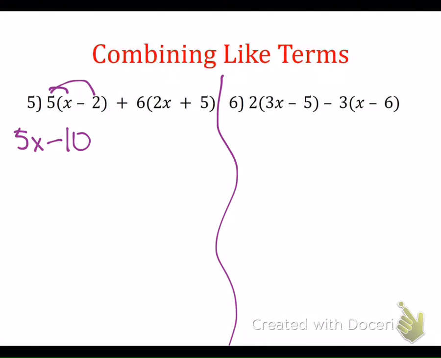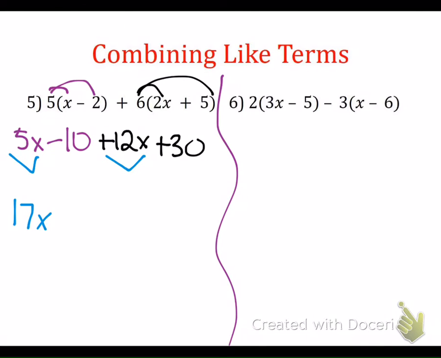All right, next I have 6 times 2x, and it's positive, so plus 12x. 6 times 5 is 30. Plus 30. All right, what is the next step? Combine like terms. What are they? 5x and 12x. 5x and 12x is? 17x. Good.